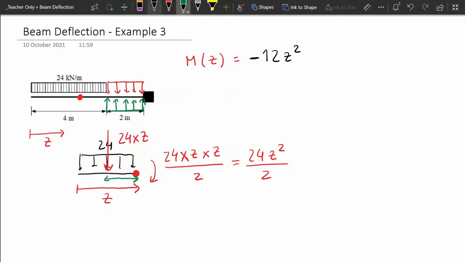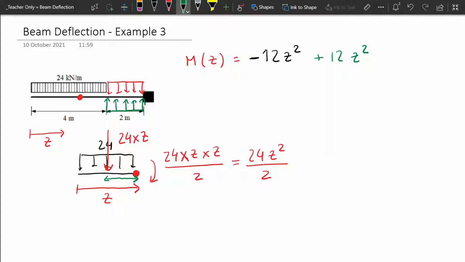This black load and the red one have a minus sign because they cause tension on the top, so it makes a sagging beam. But the green one would be a hogging moment, right? It will make the beam do something like this. It will be a happy beam. So what we're basically going to do now is add 12z squared.